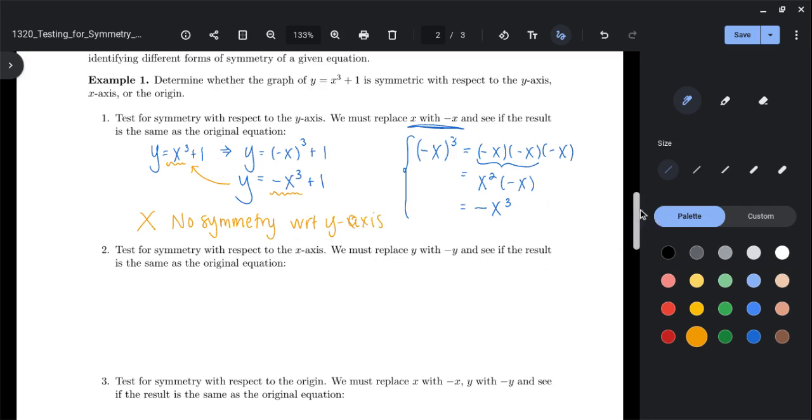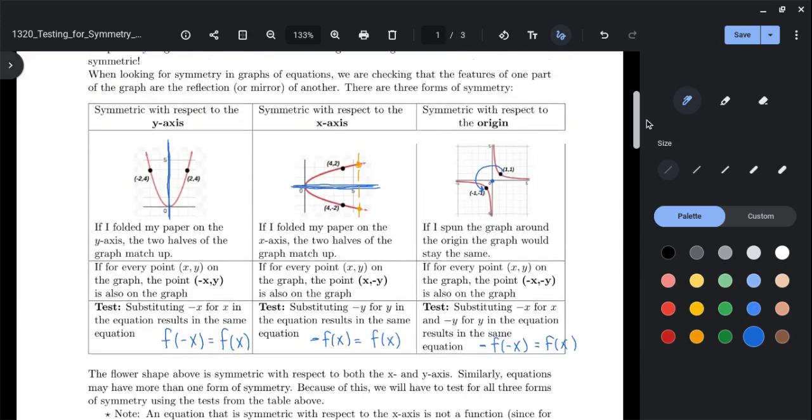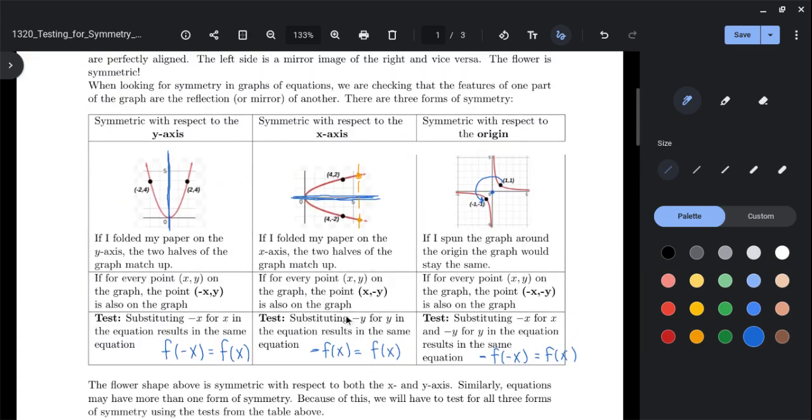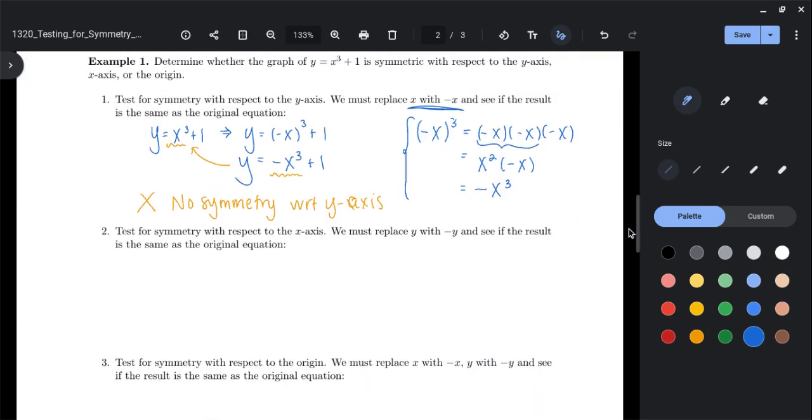All right, so then the next thing that we can test is symmetry with respect to the x-axis. So again, if you consult our table, when we are testing for this type of symmetry, we are substituting negative y in for our y. So here, our original equation was y equals x cubed plus 1. I'm going to replace y with a negative y.